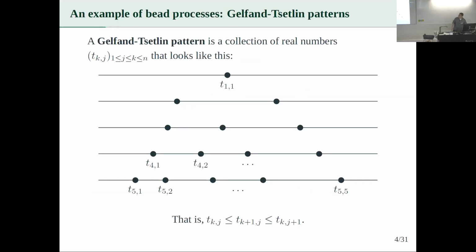So there's some evidence about the way that bead configuration volumes behave macroscopically. This evidence occurs in the setting of Gelfand-Tsetlin patterns. A Gelfand-Tsetlin pattern is a triangular bead configuration. We have n strings here. We have n beads on the bottom string, n-1 on the next string up, all the way up to 1 bead on the top string.